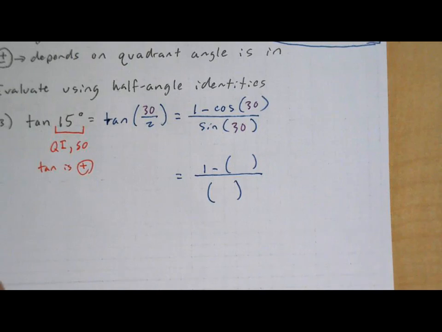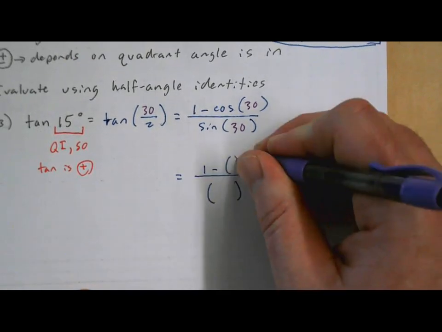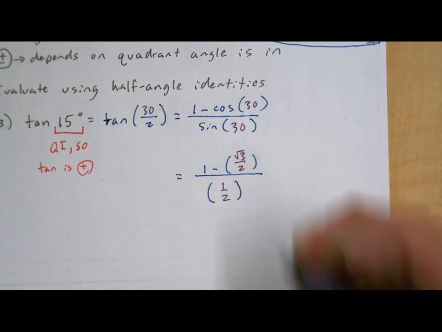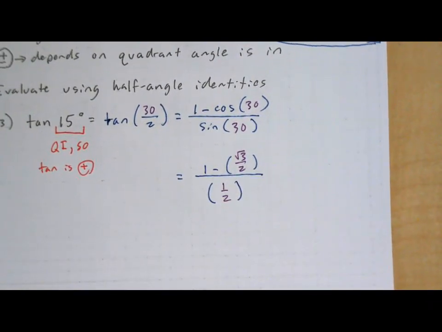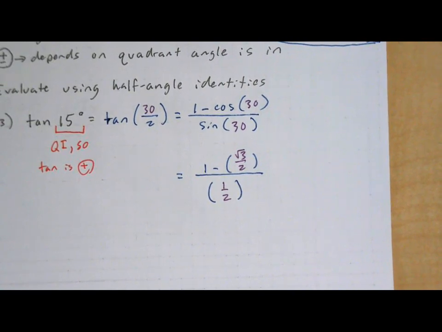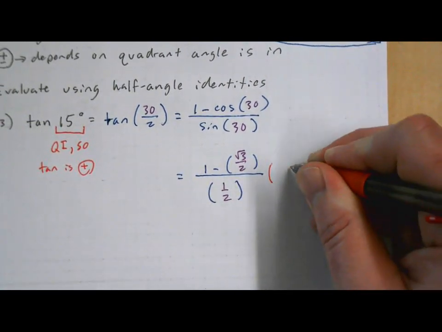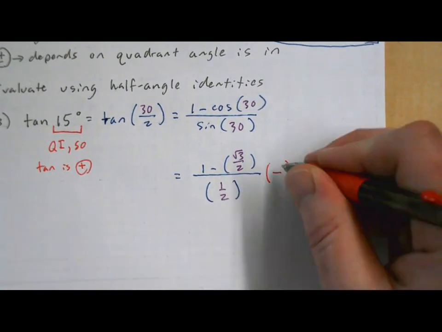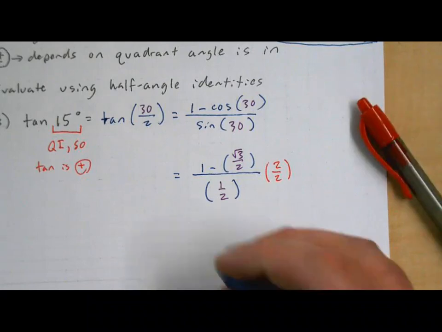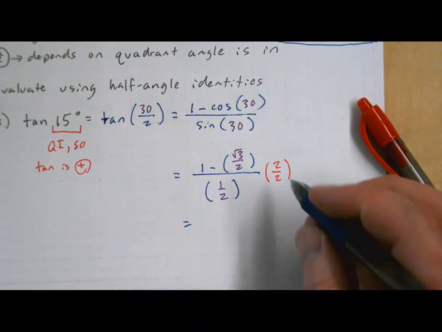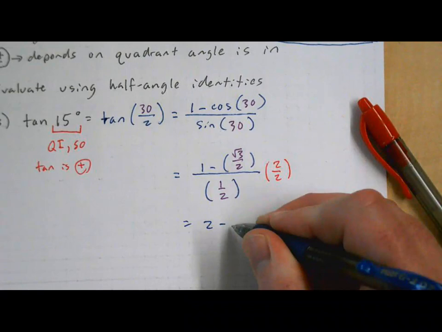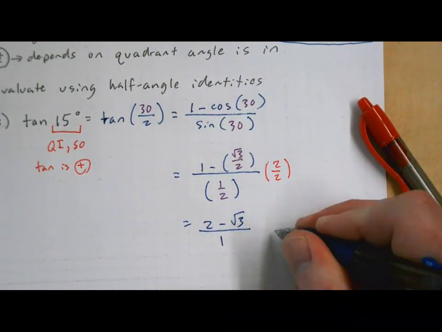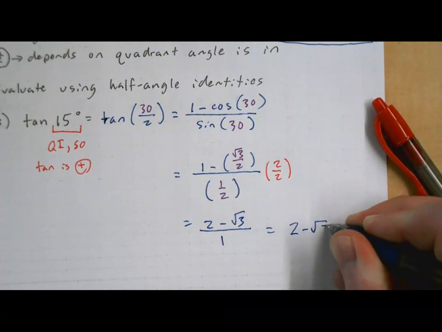Okay. So who's got these memorized? What's the cosine of 30? Root 3 over 2. And the sine of 30 is a half. And of course, we're not going to leave fractions inside of fractions like that, but we can just multiply this by a fancy 1. What would be a good fancy 1 to make those fractions go away? How about 2 over 2? Yeah. That's going to give me on the top here, 2 times 1 is 2. 2 times the fraction, bust the fraction. 2 times a half is 1. So my final answer is 2 minus root 3.